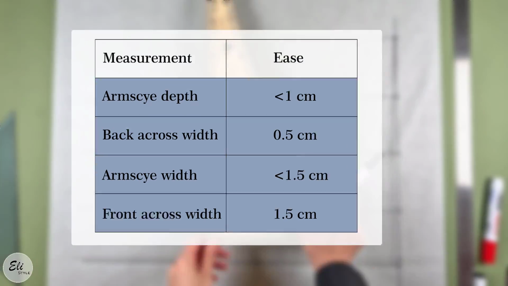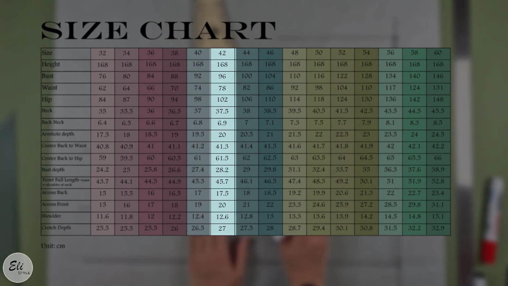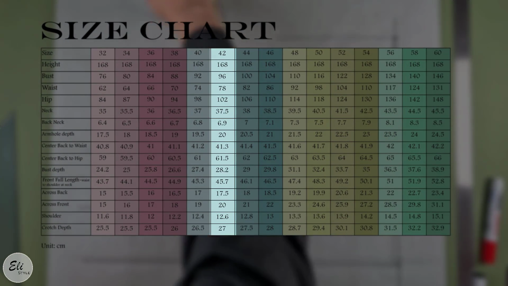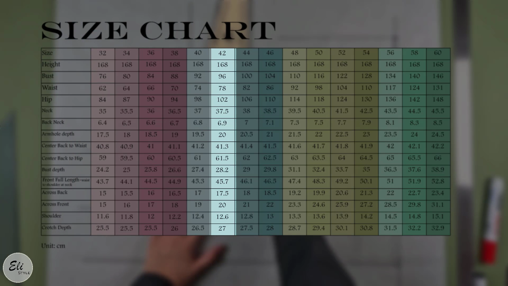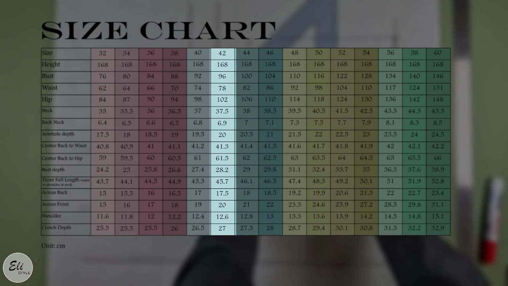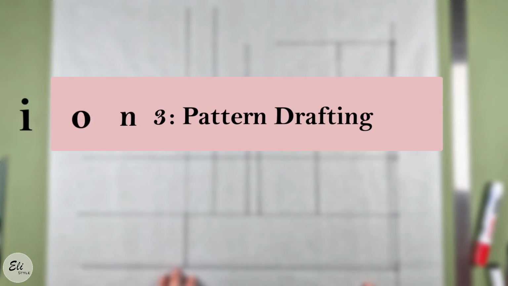Now let's move on to drafting the pattern. I'm using size 42 with a height of 168 cm. As I draft, I'll show you the calculations and formulas so you can better understand how to use them. I've highlighted the ease-related numbers in blue. Pattern drafting. Draw a vertical line.